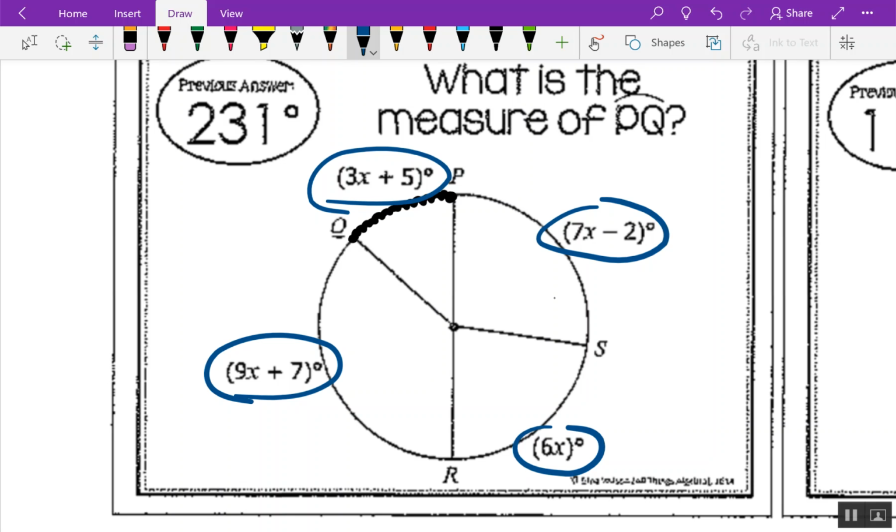Isaiah. Can't you just do 9x plus 7 plus 3x plus 5 equal 180? I'm just making it shorter. 6x. I mean, you could.